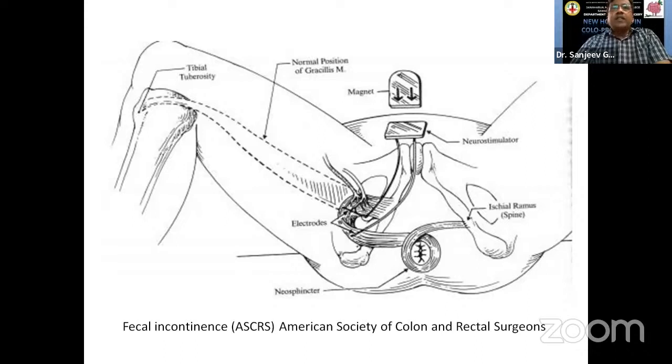And there's a magnet kept with the patient. And when he has the urge to defecate, he brings it towards the neurostimulator plate. And once the magnet comes in contact with the neurostimulator plate, it stops, which leads to relaxation of the sphincter and an easy defecation. This has been successfully performed at multiple institutes and claims to have substantial results.